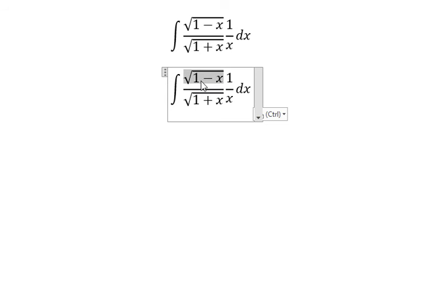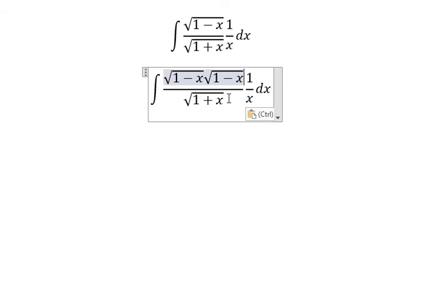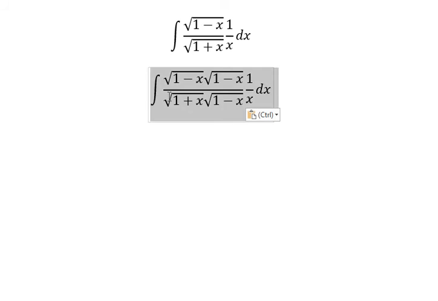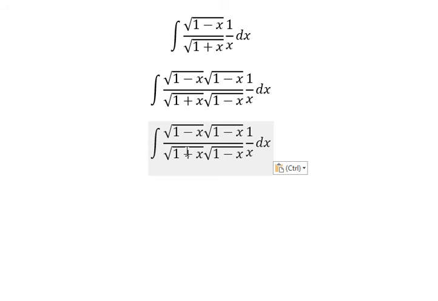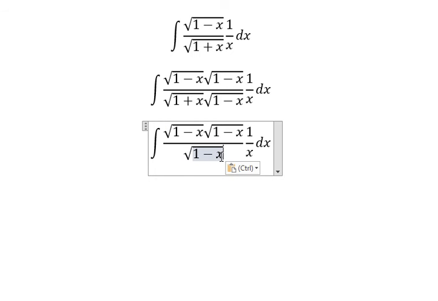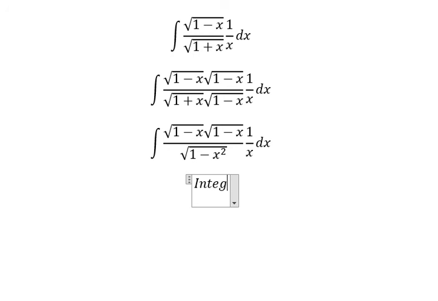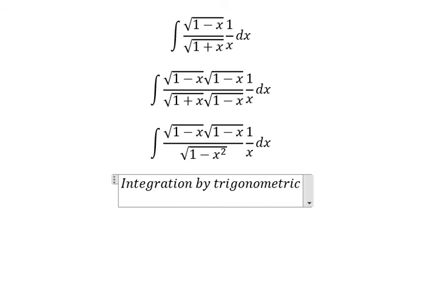First, we multiply with the square root of 1 minus x on numerator and denominator. This one in here, we will get the square root of 1 minus x squared. Next, we need to use integration by trigonometric substitution.